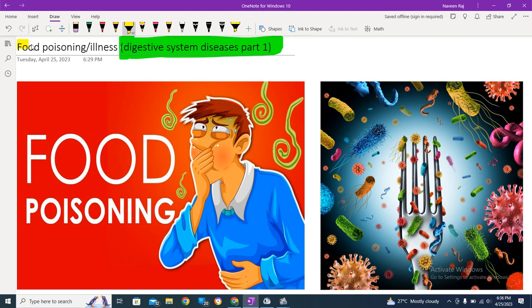Food poisoning also has a common name, that is illness. Like if you have taken a leave, you have to excuse it, I was ill. So what does illness refer to? That is something relating to food poisoning.